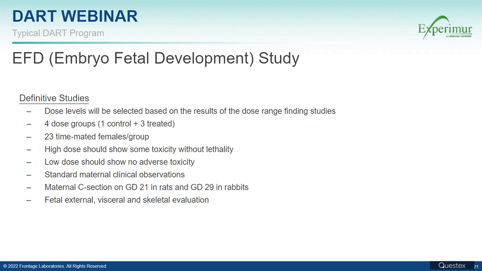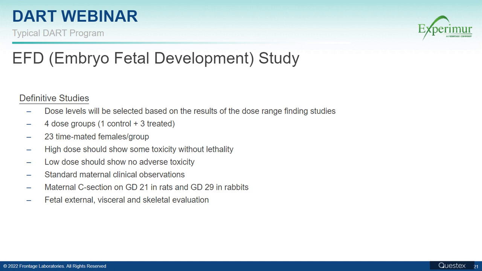Next, we use this information from these dose range finding studies to select doses for a definitive study. And a typical definitive study will have 4 dose groups, 1 control plus 3 treated. There are usually 23 time-mated females per group. Again, the high dose should show some toxicity without lethality. FDA will not accept a study that doesn't show some toxicity. So we always want to make sure that we do have some toxicity, such as, for example, a decreased food consumption, body weight, 10% decreases in those parameters, for example. And the low dose should have no adverse toxicity.